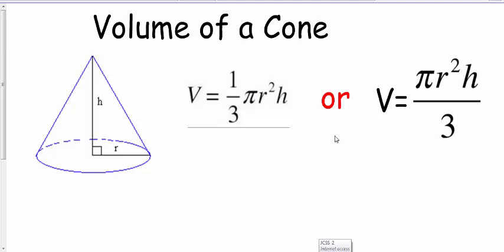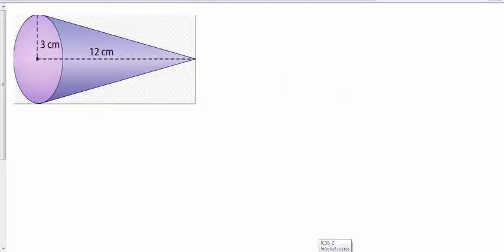It's less confusing. So we're still going to be looking at a radius and a height, which is the same requirements that we were looking at when we had a cylinder. Okay? If you look at this top equation, that is the equation for a cylinder. And we're just dividing it by 3. That is the equation for the cone.